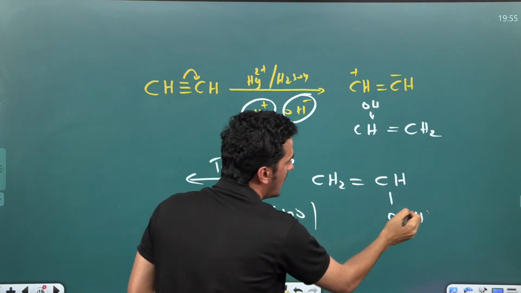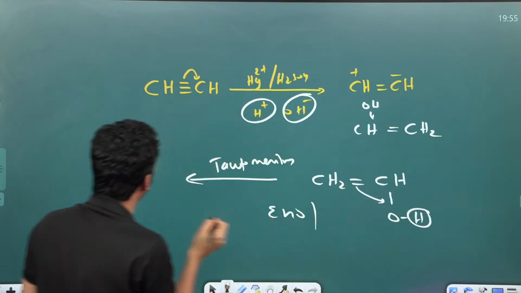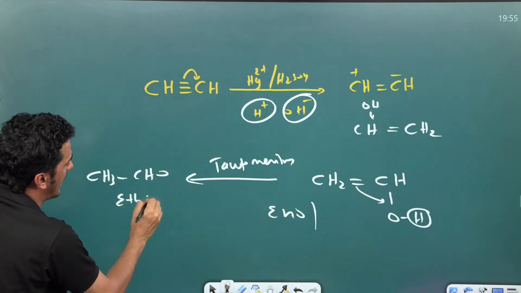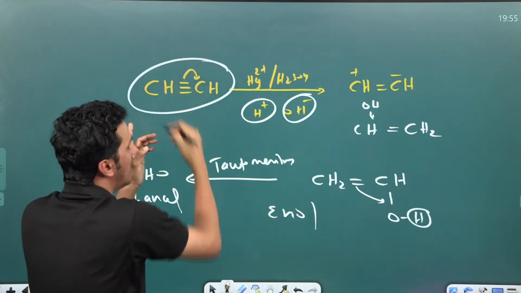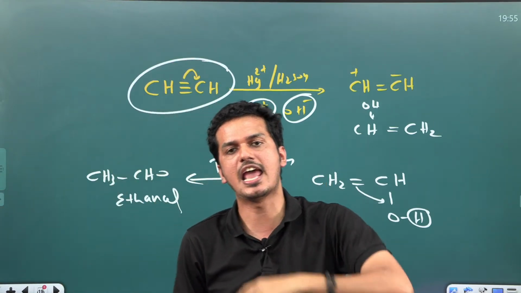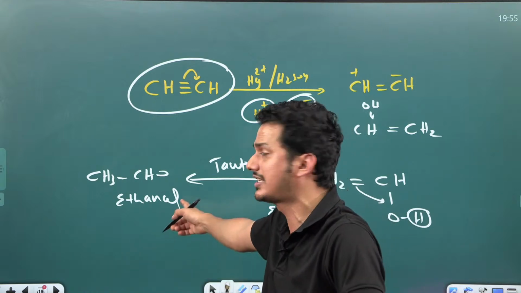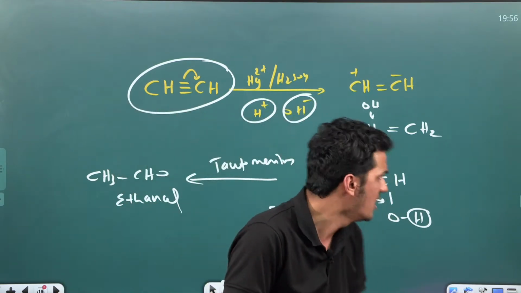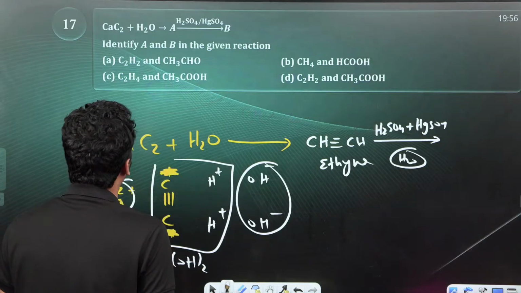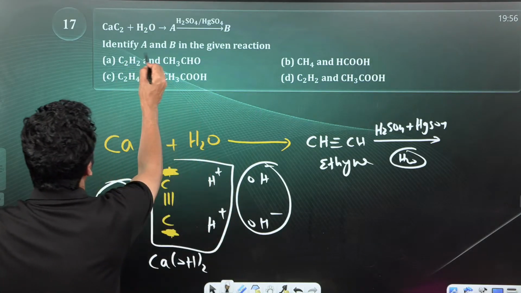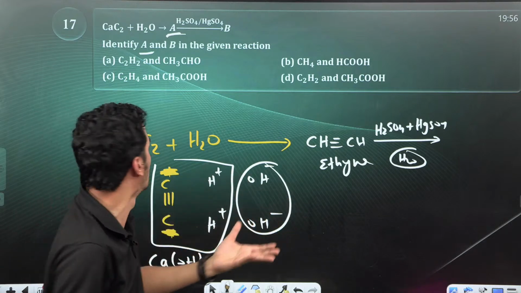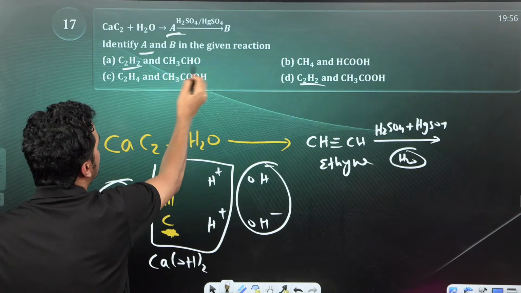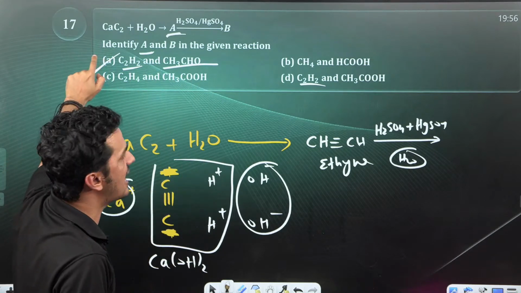Because of tautomerism, this hydrogen will go to here and double bond will come to here. So that will become CH3CHO. Ethanal you will get. If you are taking ethyne, you will get aldehyde. Any other alkyne you are taking, you will get ketone there. So that keto enol tautomerism you learned already. While we are looking at our options, A is C2H2 and B is CH3CHO. So option A is the correct one.